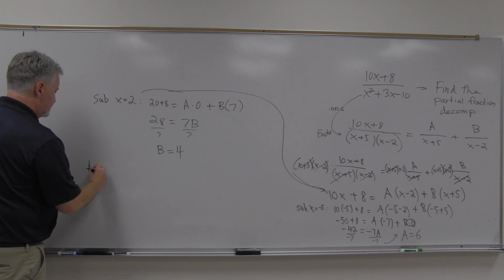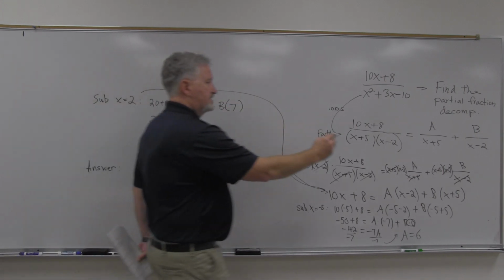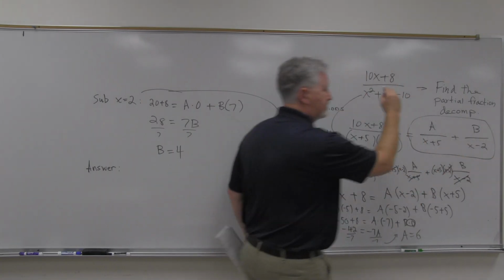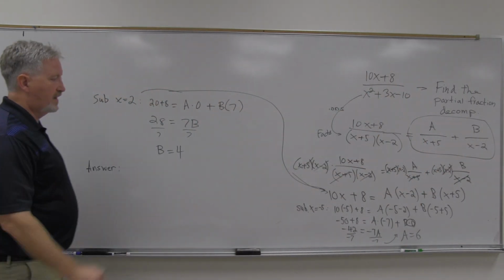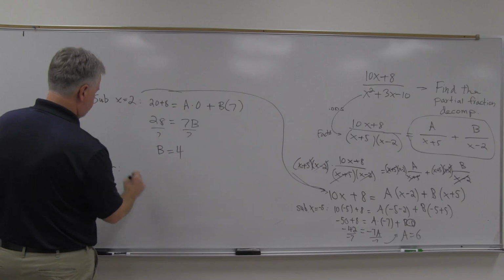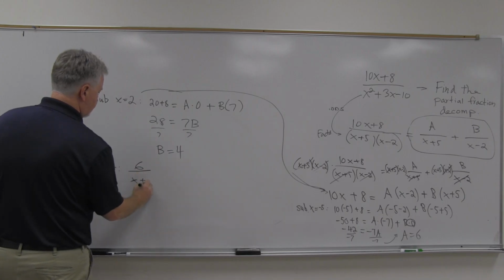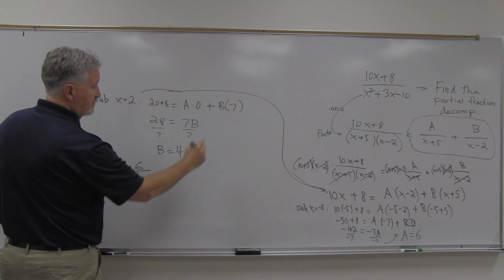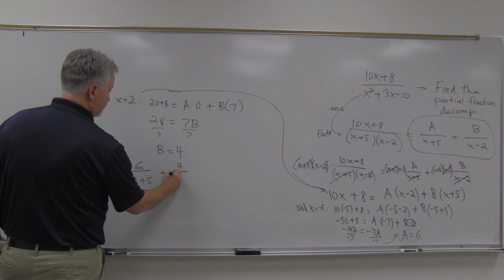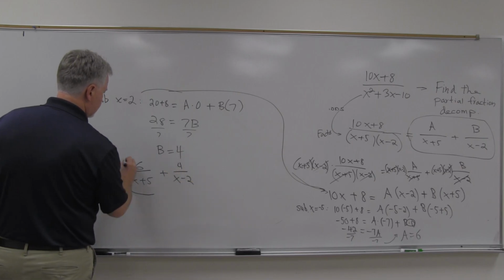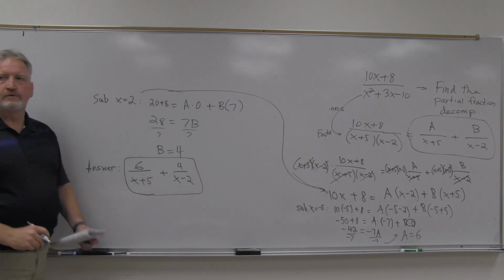So the answer is, partial fraction decomposition is this with a and b substituted in. So a is 6, so it'd be 6 over x plus 5 plus b over x minus 2. So it'd be 4 over x minus 2. That's our answer.